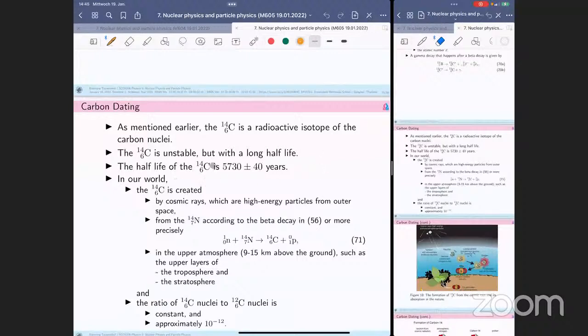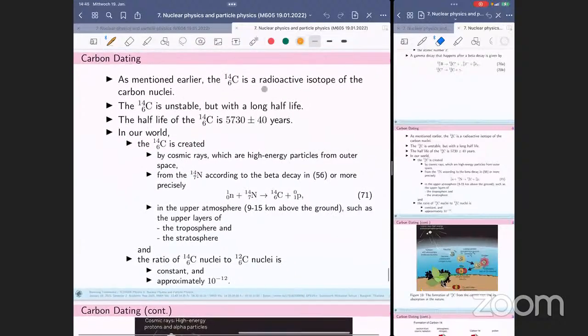Yes, this story really takes place on Earth, and as mentioned earlier, carbon-14 is a radioactive isotope of the carbon nuclei. We have carbon-11, we have carbon-12. Carbon-12 is the standard element, a stable one, right? The stable nucleus used as the reference for the atomic mass unit. Carbon-13 exists also in nature, but carbon-14 is very rare because it's the radioactive isotope. Carbon-14 is the major thing.